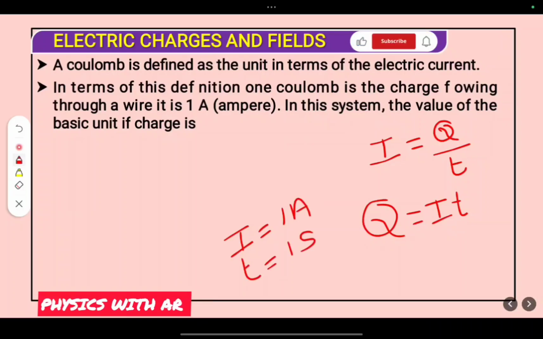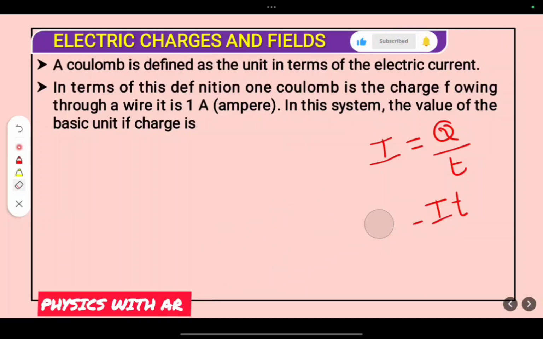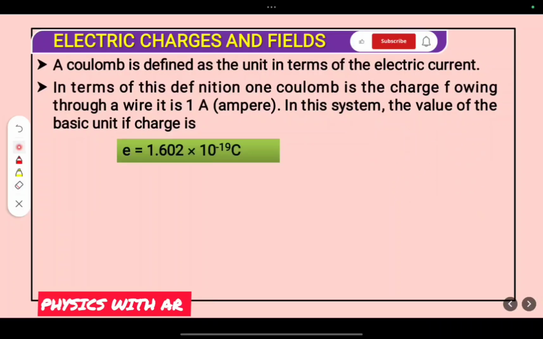Now you can see this. In terms of this definition, 1 coulomb is the charge flowing through a wire when the current is 1 ampere. In this system, the value of the basic unit of charge is the charge of an electron or the charge of a proton, which we denote by E. That is 1.602 into 10 to the power of minus 19. This is the one we are going to use throughout class 11.